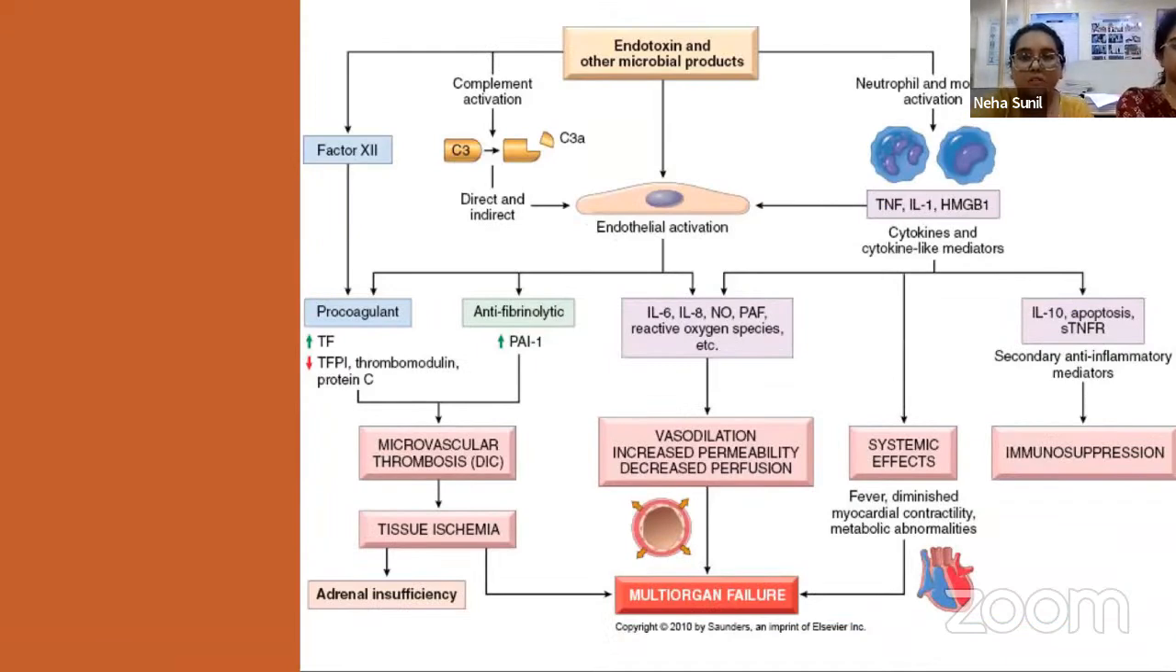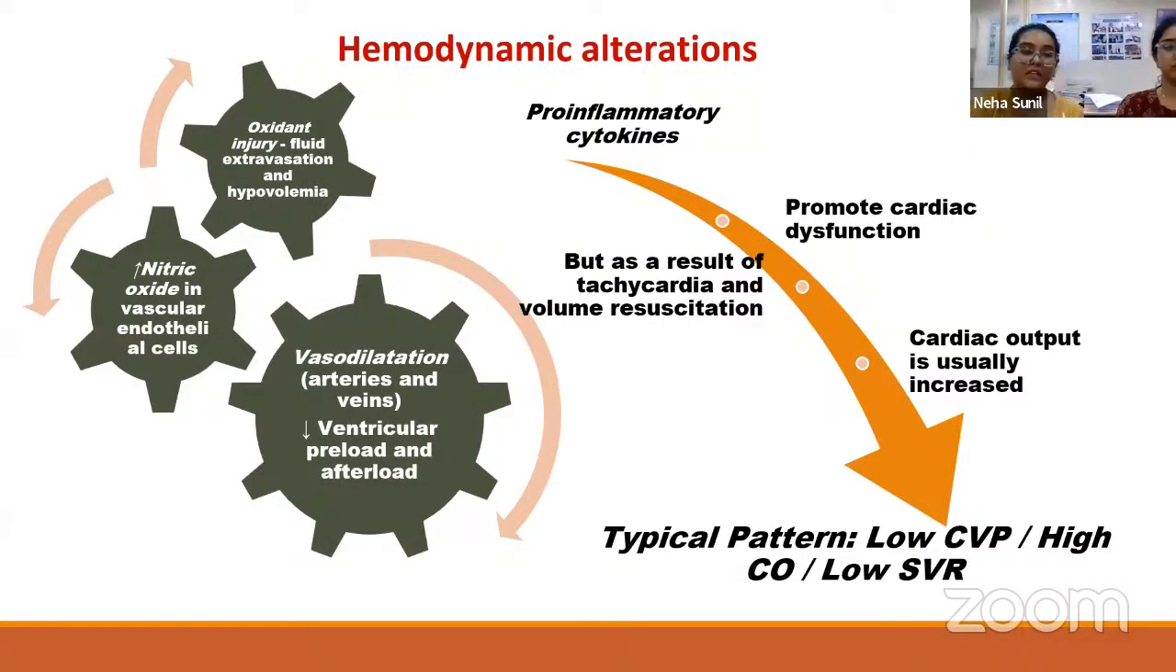Coming to the pathophysiology, like I've explained, due to glycocalyx shedding, there will be increased vascular permeability and development of edema, which further damages the tissue perfusion. Now, this will be the hemodynamic alteration that you will see in septic shock.